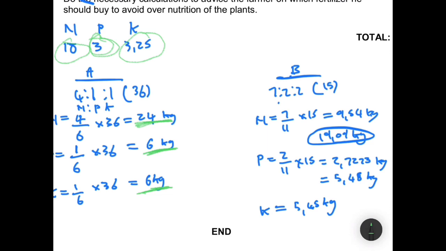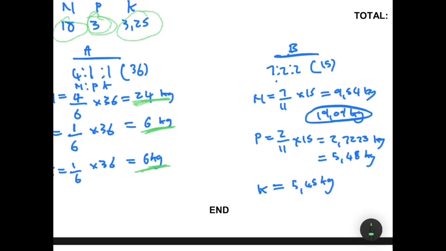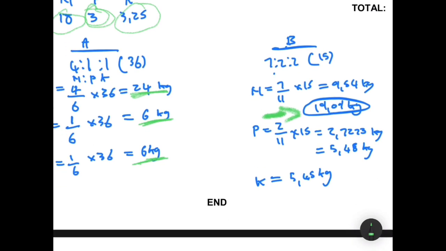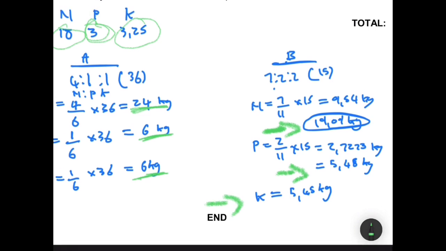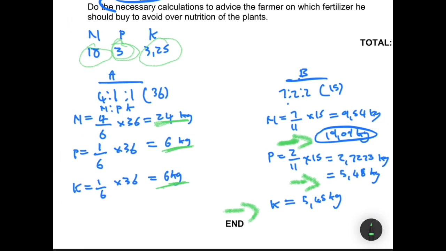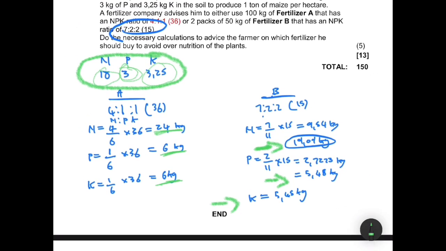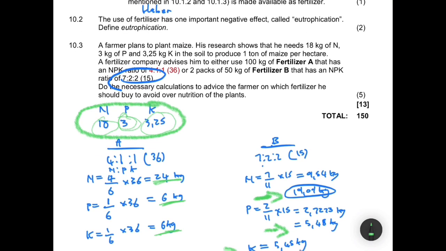So now let's do our comparison. The farmer doesn't want overnutrition, right? So we should pick a fertilizer that is closest to what the farmer is looking for, right? For fertilizer B, for nitrogen, we have 19.09 if you use 2 bags, right? And then for phosphorus, we have 5.45 if you use 2 bags. And then for potassium, we have 5.45. And that is closer to what the farmer is looking for compared to fertilizer A, where you have 24 for nitrogen, 6 for phosphorus, and 6 for potassium, right? So here, I'm advising the farmer to pick fertilizer B.